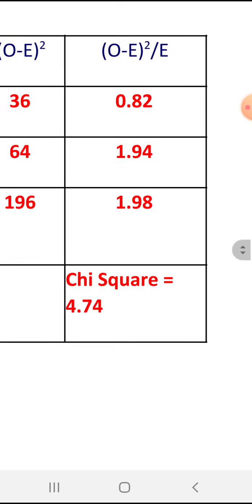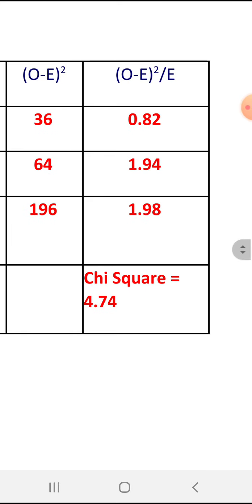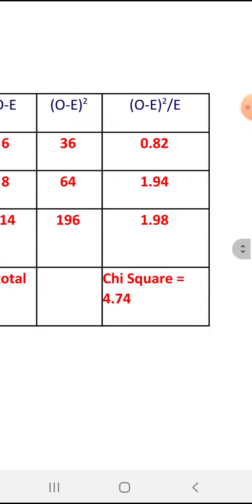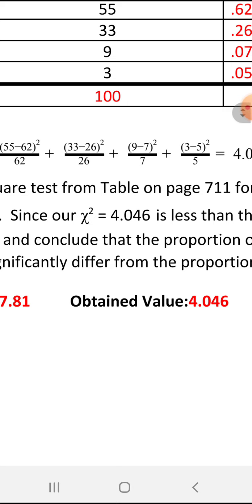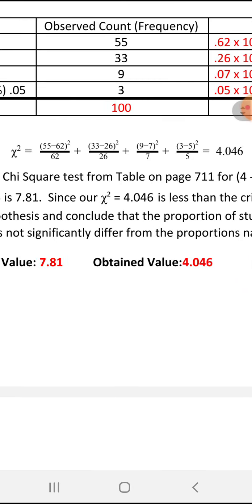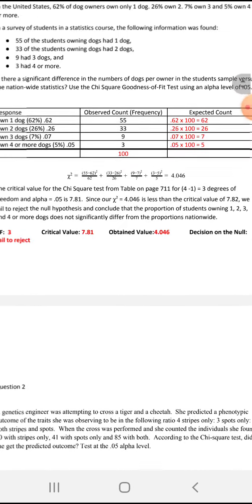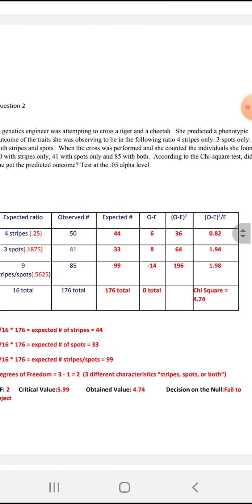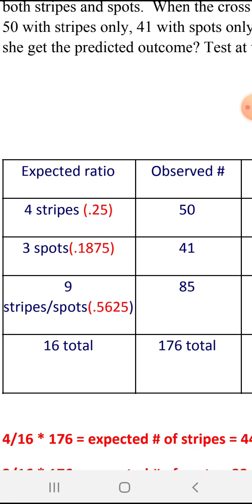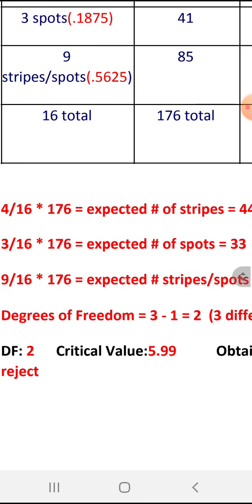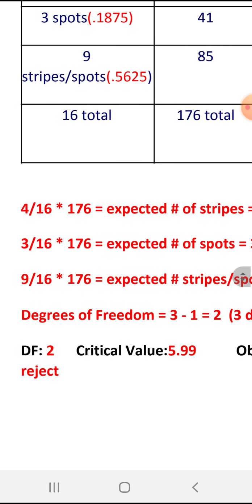Now this is just the table way of solving the chi-square formula, as opposed to up here where we just plugged everything into the formula directly. Both work the same, both will give you the same outcome. So now we have a chi-square of 4.74. We have 3 categories, so the degrees of freedom will be 2. If you go to degrees of freedom 2 on page 711, at 0.05, you will get a critical value of 5.99.